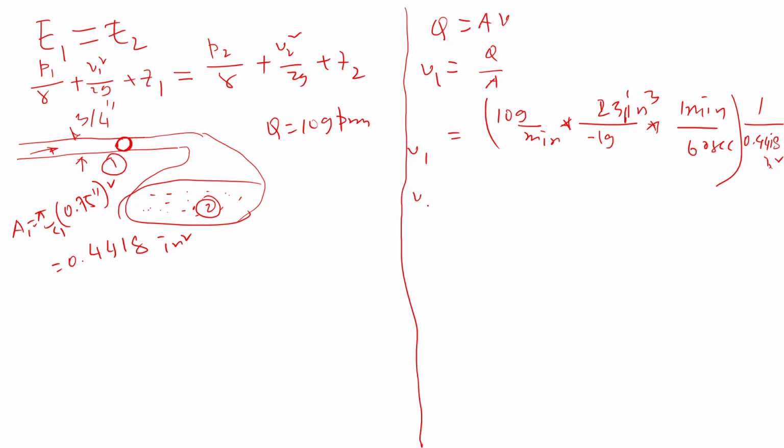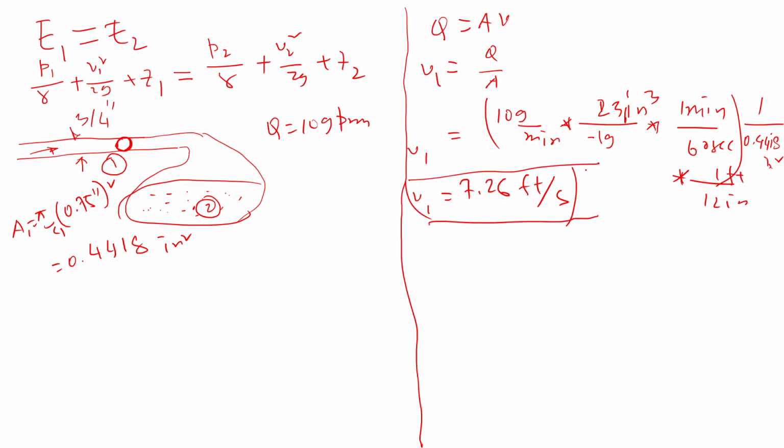So I found the velocity at point 1. I calculated that to be 7.26 feet per second. Now this will come in inches per second, then you convert that to feet per second by 12 inches to 1 foot. So this is the velocity at point 1.